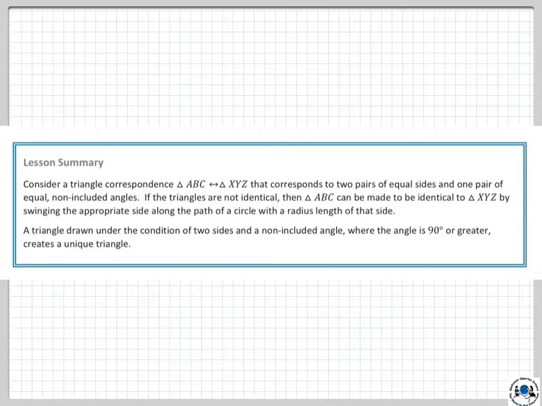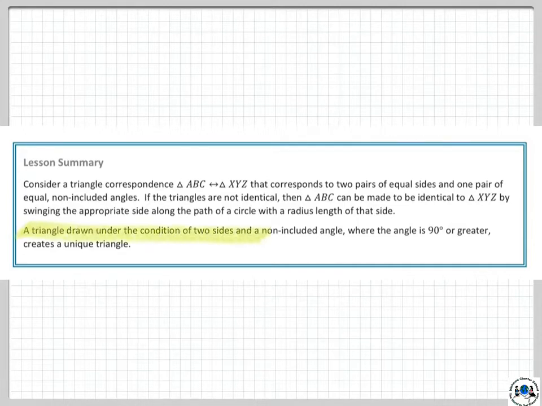Okay, so in summary here, we consider a triangle correspondence. If you consider triangle ABC compared to triangle XYZ, that corresponds to two pairs of equal sides and one pair of equal non-included angles. If the triangles are not identical, then triangle ABC can be made identical to triangle XYZ by swinging the appropriate side along the path of a circle with a radius length of that side. And that is just what we're doing this entire lesson, using our circle to draw a path and then find our point.